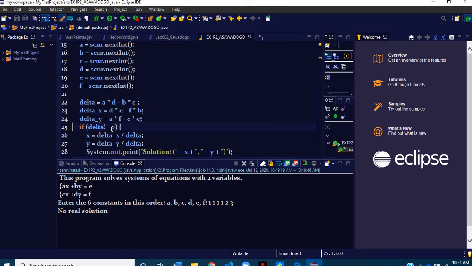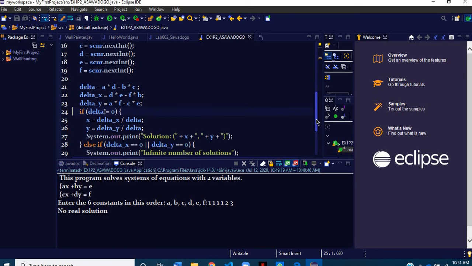So I took the first case here. If delta is not 0, we can have one single solution. So I took care of that by x being delta x over delta and so on. And I output the solution.